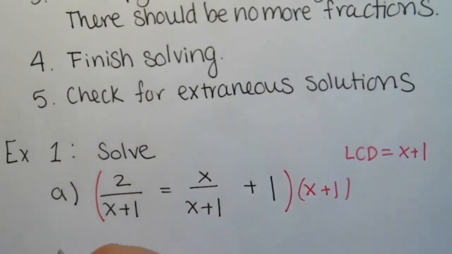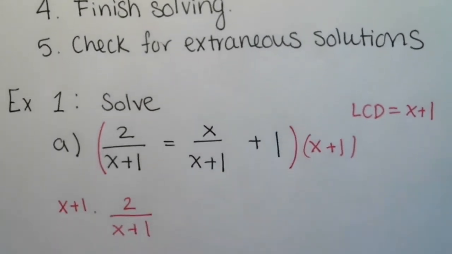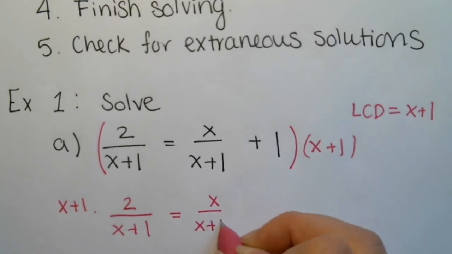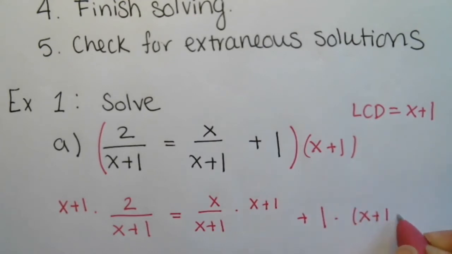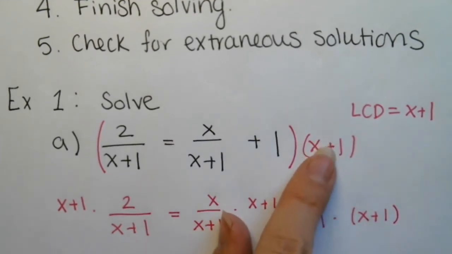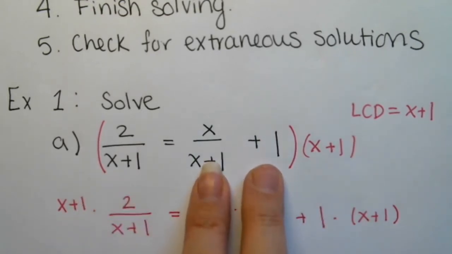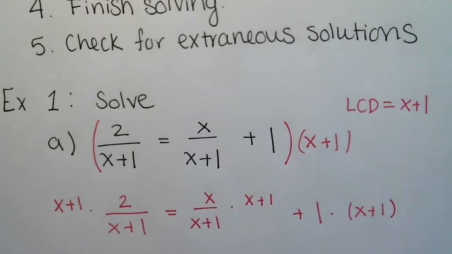Okay, that means on the left side, I'm multiplying by x plus 1. For this term, I'm multiplying by x plus 1. And this term, I'm multiplying by x plus 1. So you're multiplying on the left and the right, and because the right has two terms, you've distributed the x plus 1. Okay, now I'm going to cancel out everything that cancels.